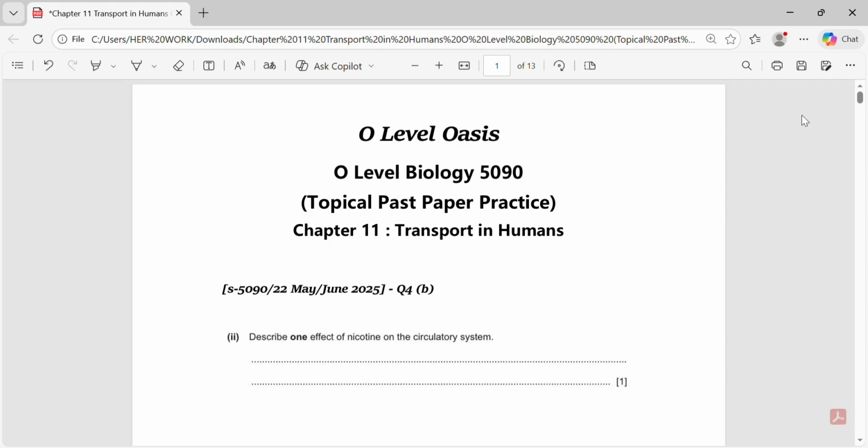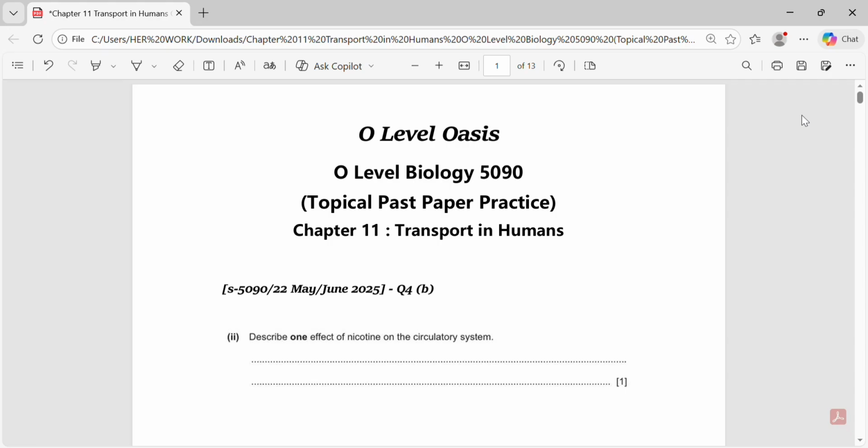To solve this question, we think about how nicotine affects blood vessels and the heart. Nicotine causes the arteries to constrict, which reduces the space for blood to flow. This narrowing increases resistance in the blood vessels, leading to a rise in blood pressure. Over time, nicotine also contributes to atherosclerosis by damaging artery walls, increases the tendency of blood to clot, and makes the heart beat faster. Any one of these effects would be acceptable, as long as it is clearly linked to the circulatory system.